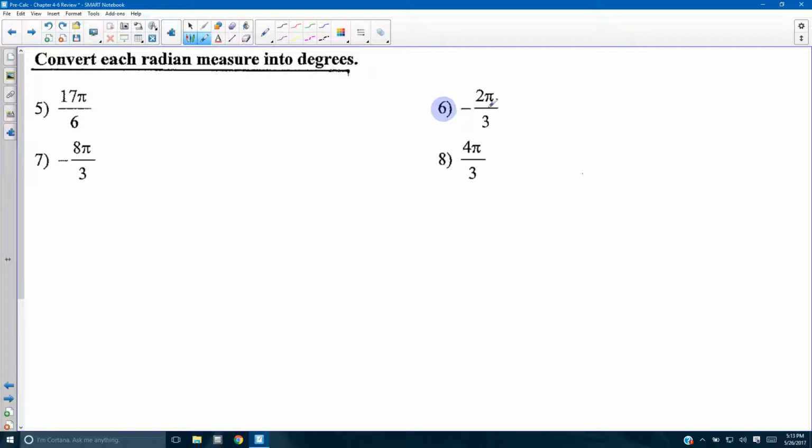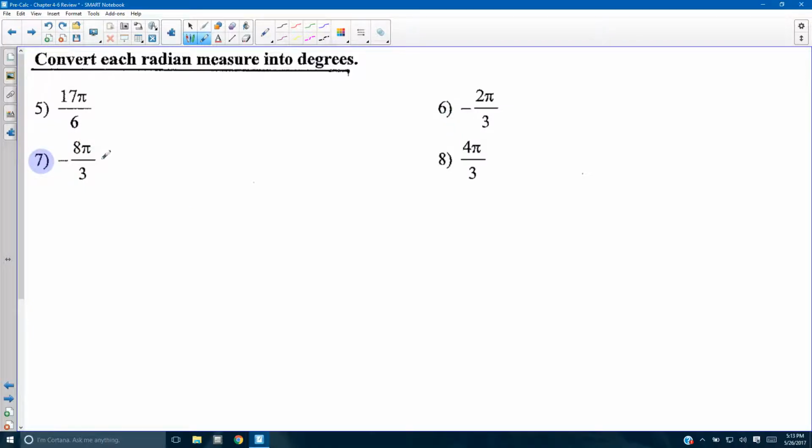Number 6, negative 2 pi over 3. This time, because the number is small enough, I will take this number out right here, multiply it by pi over 3. Pi over 3 is 60. Negative 2 times 60 is negative 120 degrees. Not much else to say on that. If the answer is negative, keep it negative.